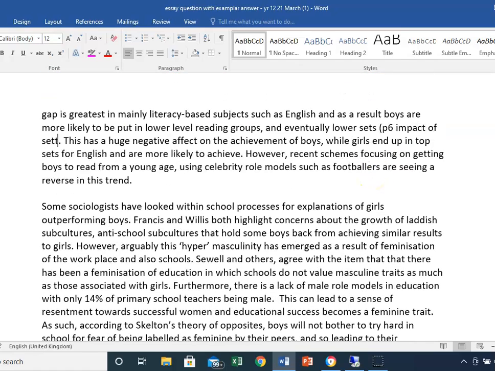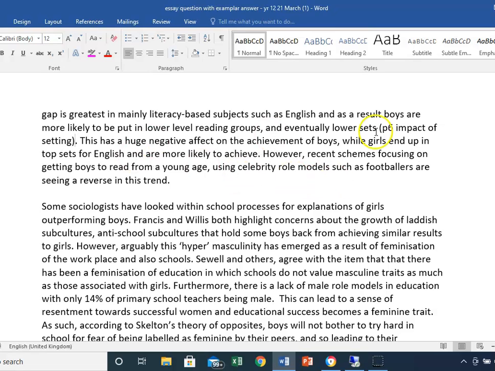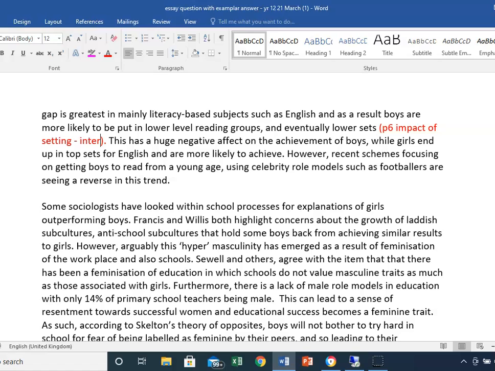Impact of setting. And that is an interrelationship point as well. So I like this. Low level reading setting. So there's an interrelationship between external socialization and the process of setting inside schools. This has a huge negative effect on the achievement of boys, while girls end up in top sets of English and are more likely to achieve. So that is clear application.